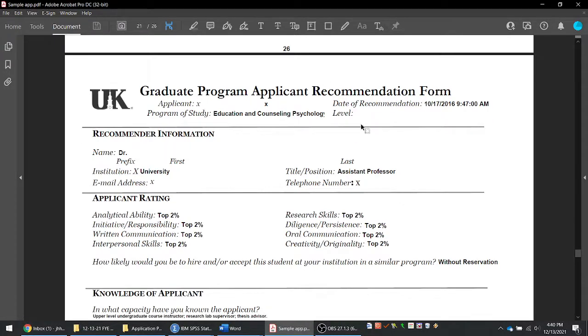So I've stripped out a bunch of identifying information from the letters of rec. But if you're ever curious what a letter of rec looks like on the other end, I think this is one of the more fascinating things for people.